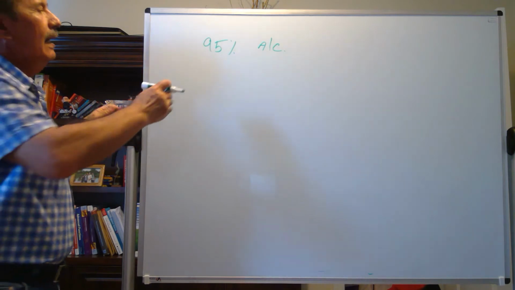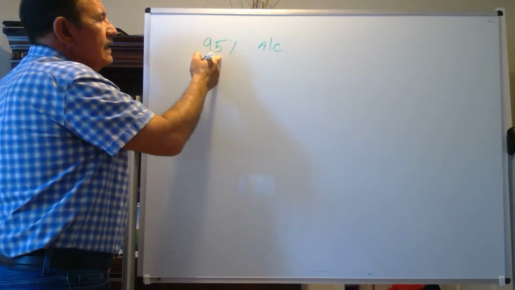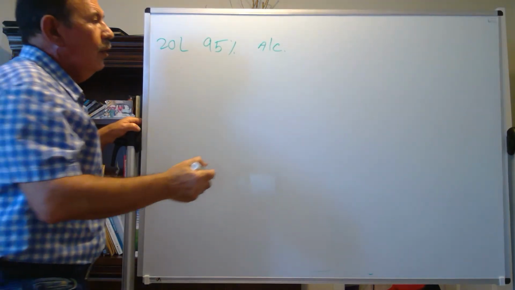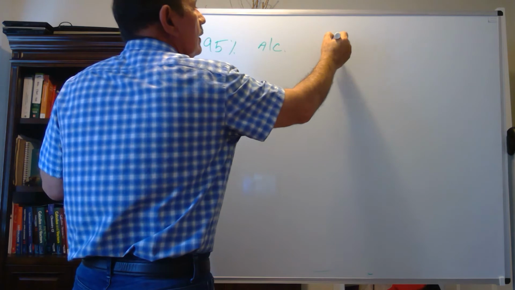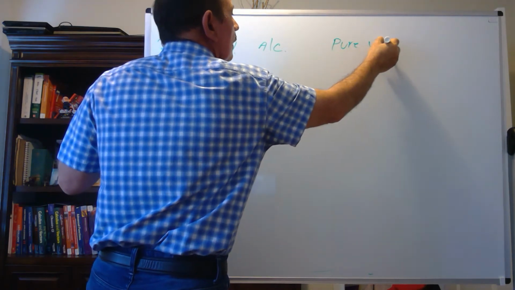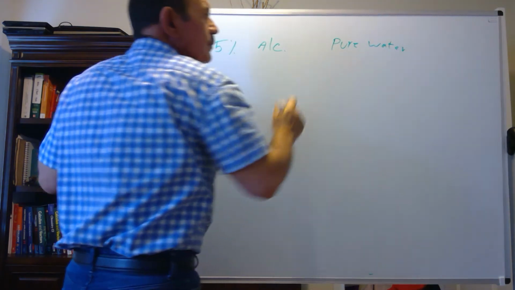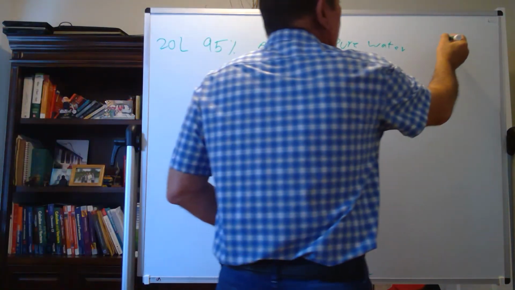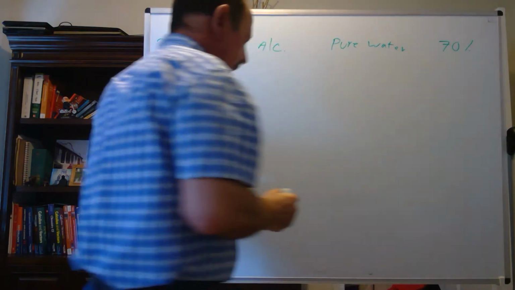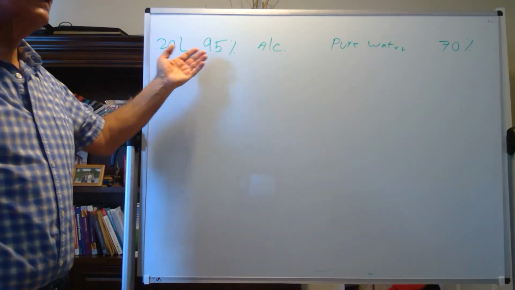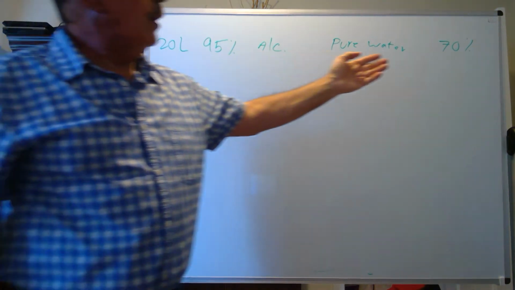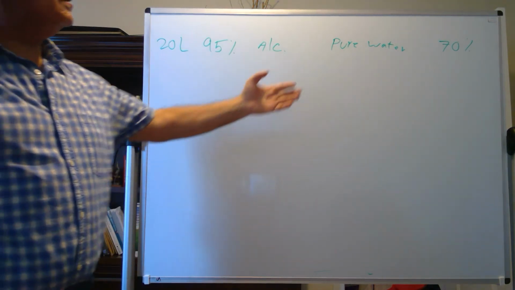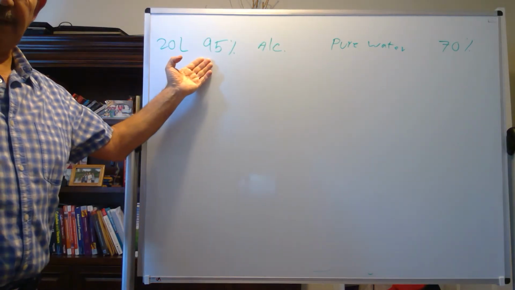So let's say I have 20 liters of this 95% alcohol and I want to create 70% alcohol. How much pure water should I add to this 95% to get a result with 70% alcohol?